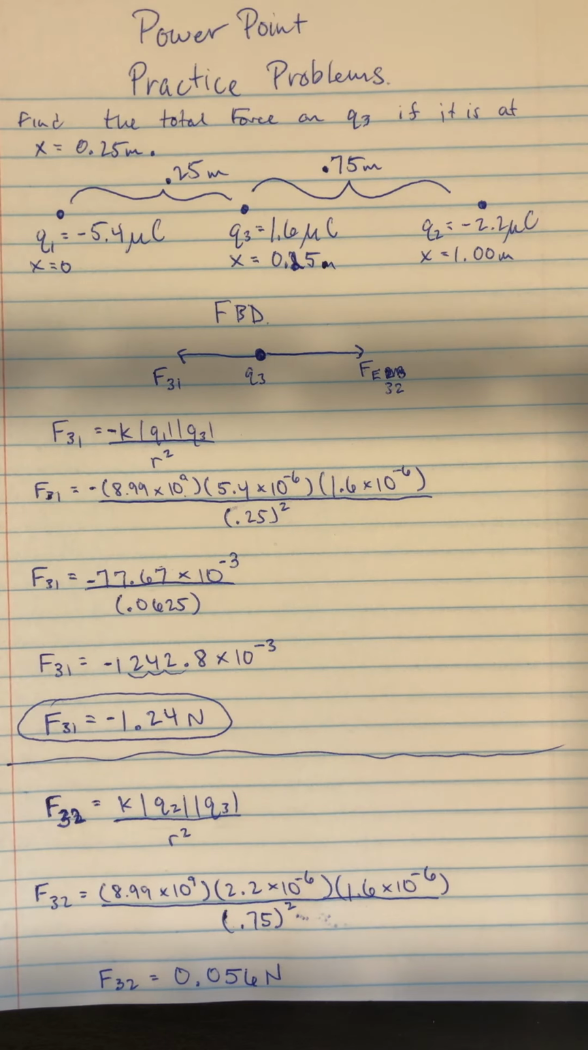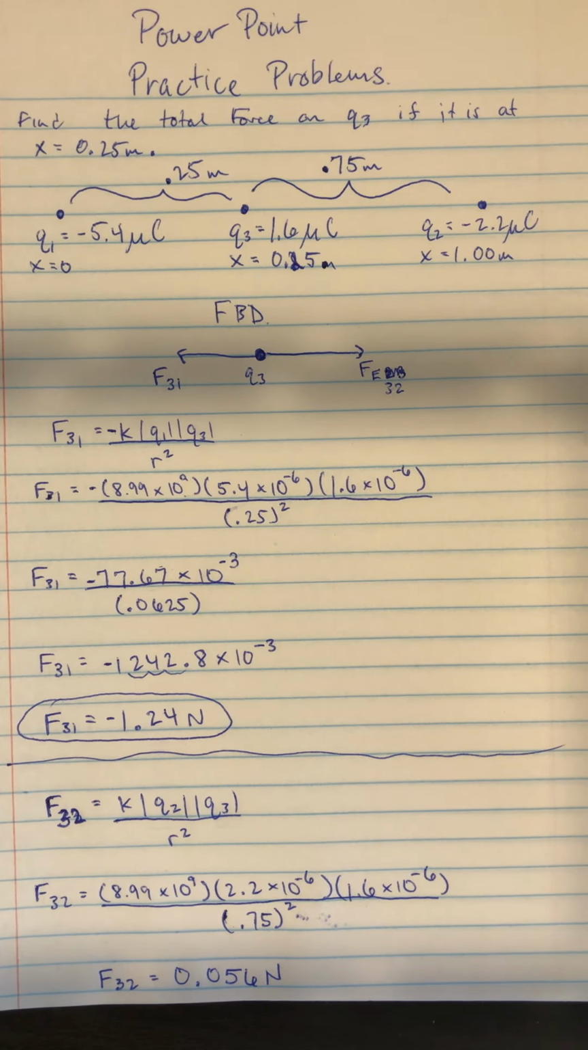All right, let me just double check it, make sure I did everything right. 8.99 times 10 to the 9th, because that looks a little bit small. Not drastically small, but just enough to make me check my math. Nope. All right, so there is our second force. So if we want to find the total force, let's make it in a box right here, because again, I'm running out of space.